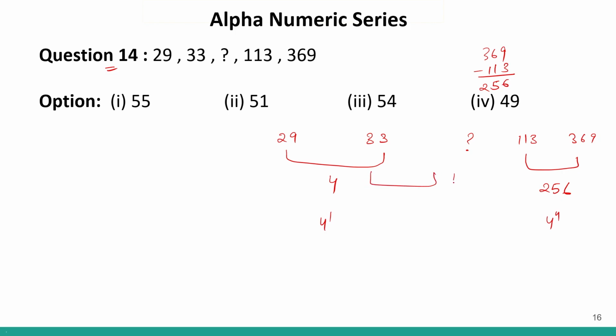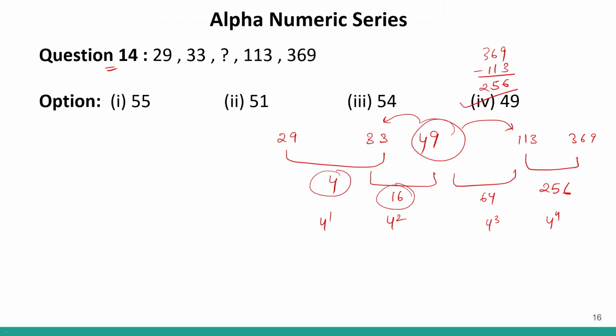Now let us see if I can apply the same logic over here. So 4 raised to the power 2 is how much? 16. And 4 raised to the power 3 is 64. So if I add 16, I'll get 49. Correct? 49 at the missing place. Now let us check. 9 plus 4 is 13, so 3, 1 carried. 6 plus 4 is 10 plus 1, 11. So 49 follows the logic with the previous number as well as with the next number. So the answer will be option number 4, 49.